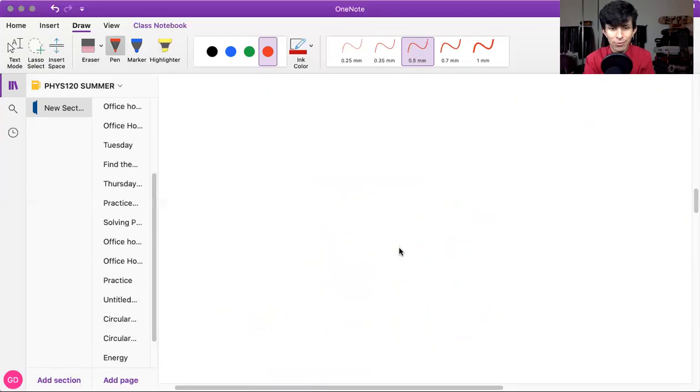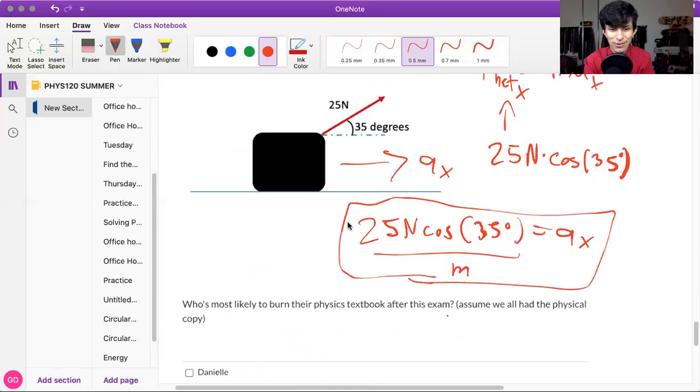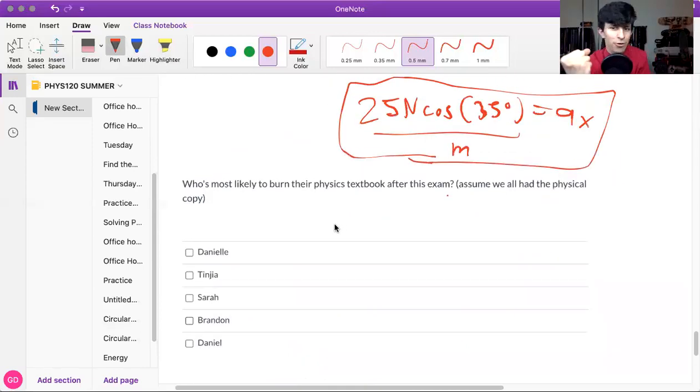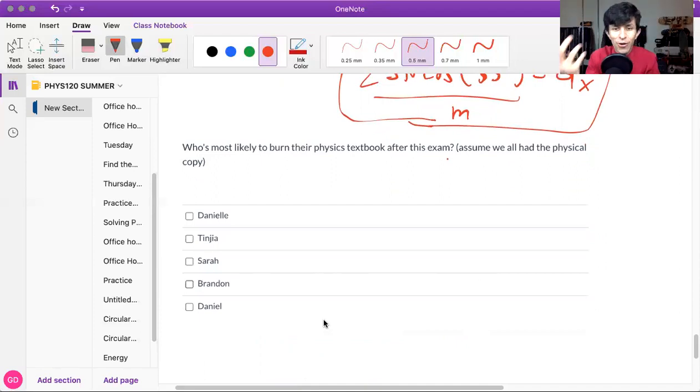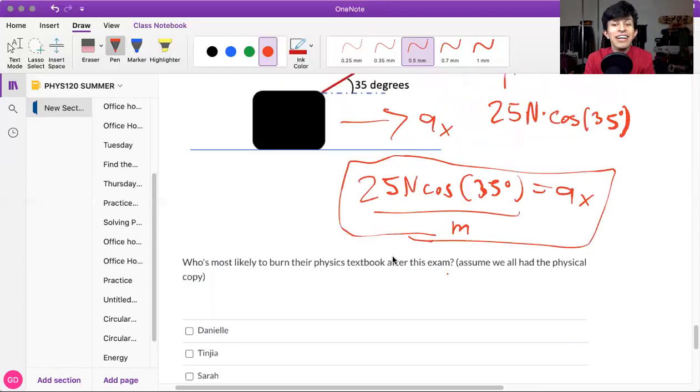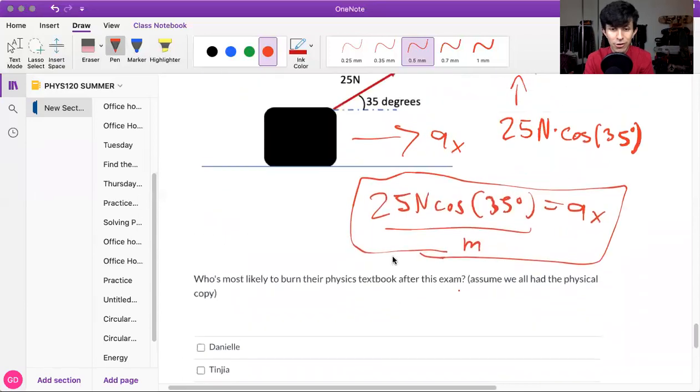But what allows me to put the most people is the last question, because I can do more multiple choice options and then see who's gonna burn the book, who has the highest desire to burn it. And of course, if you can choose anyone, the answer would be me and then one of you guys. But I think, to be honest, it might be a tie between all of the options right here, between Danielle, Tinja, Sarah, Brandon, and Daniel. How dare you? No, I'm kidding. Honestly, trust me, I know the feeling. When I was taking a class I hate, I'm like, I want to burn the book. But yeah, the struggle's real.